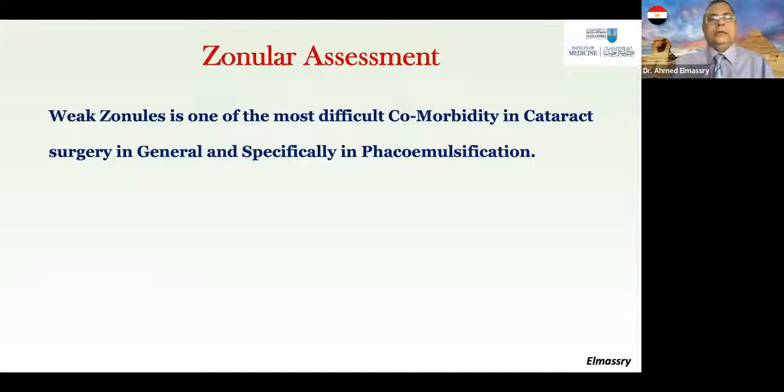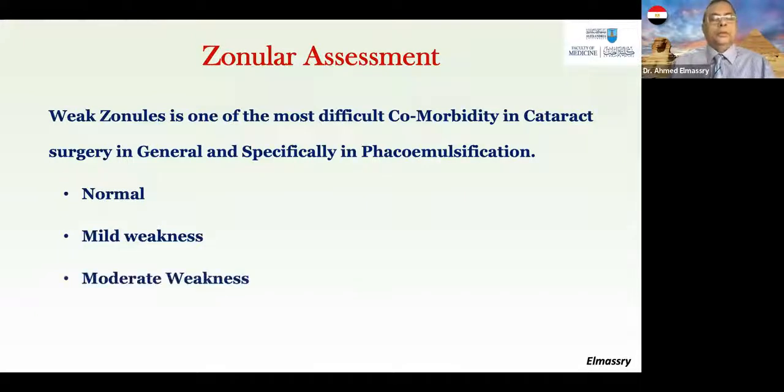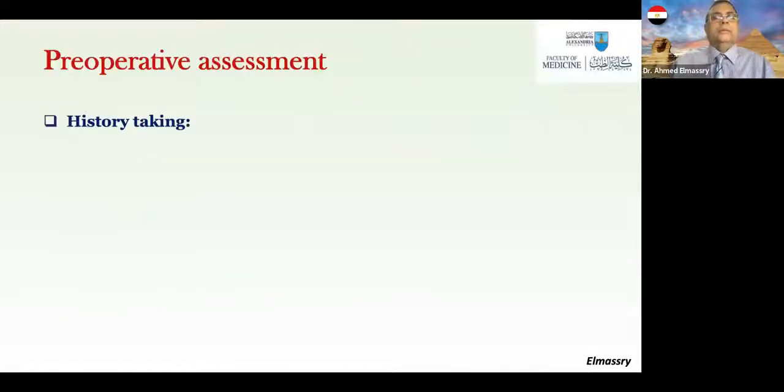As we all know, we have to assess the zonules before doing our cataract surgery. Zonules could be normal, with all the zonules intact 360 degrees, or there is mild weakness, moderate weakness, severe weakness of the zonules, or loss of part of them.